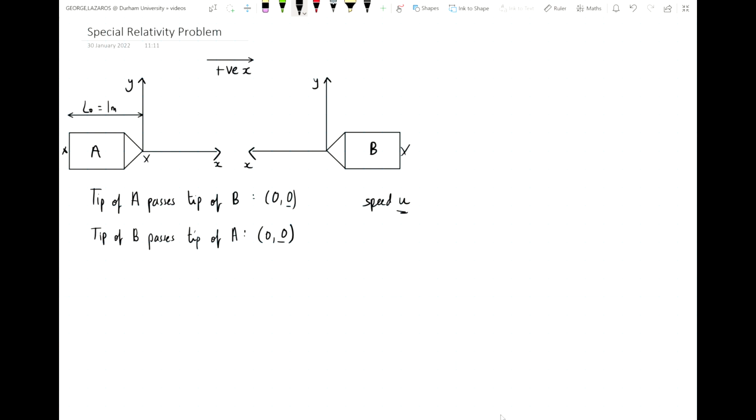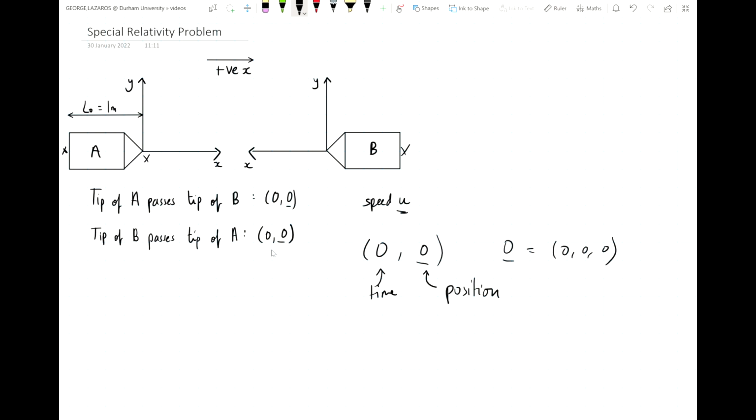Now, to set up the problem, we have two definitions here of initial position and time. The tip of A passes the tip of B at time 0, position 0, and the tip of B passing the tip of A at time 0, position 0. So this is just their initial positions in time that help us set up the problem. Just in case you aren't familiar with this four vector notation, the initial entry here, the 0, refers to time, and the other one is a position vector. So that's the 3 position. So basically that 0 vector is equal to 0, 0, 0.